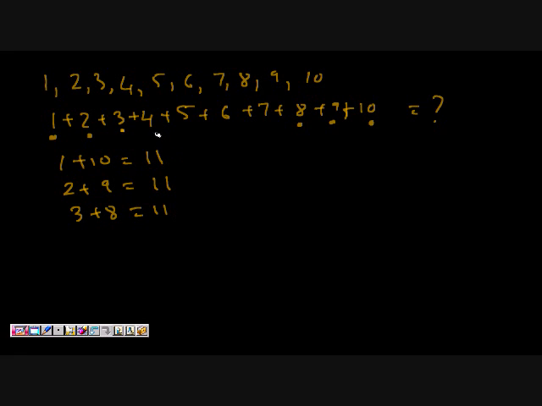Similarly, 4 plus 7 is 11. And finally 5 plus 6, that is 11 as well. As you can see, each of these pairs of numbers gives a sum of 11. And there are 5 pairs like this. The total numbers in the sequence, let's call that n, is 10. So there are 10 numbers in the sequence, and you get 5 pairs, which is n divided by 2 pairs.